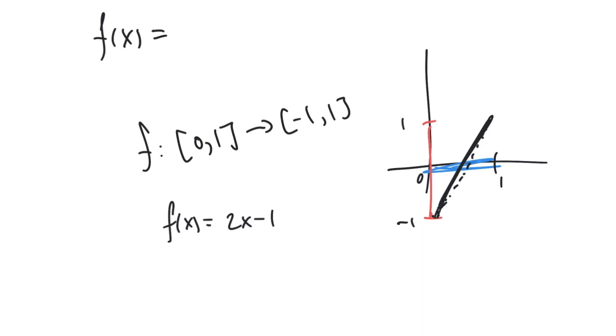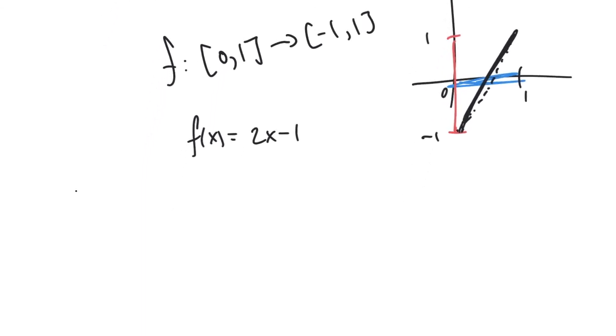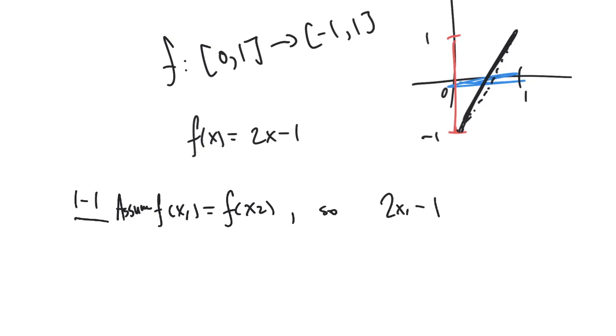Anyway, we've got to show that this is one-to-one and onto. How do we show it's one-to-one? I saw at least one person said we assume f of x1 equals f of x2. This is how you always show something is one-to-one. So that means 2x1 minus 1 equals 2x2 minus 1, right? You plug into the function. And then what can we do with that?